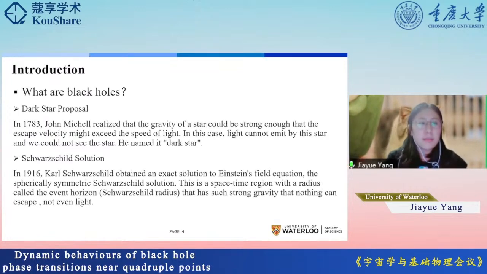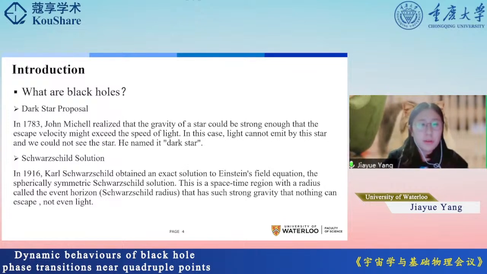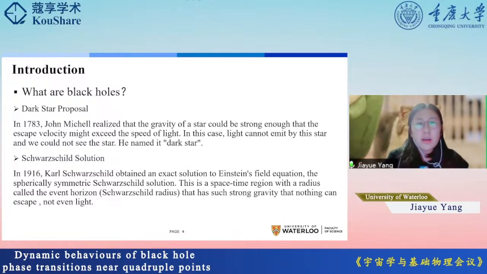In 1783, John Michell realized that the gravity of a star could be strong enough so that the escape velocity of the star may be bigger than the speed of light. And he named the star the dark star. And this is the first motivation of the black hole.